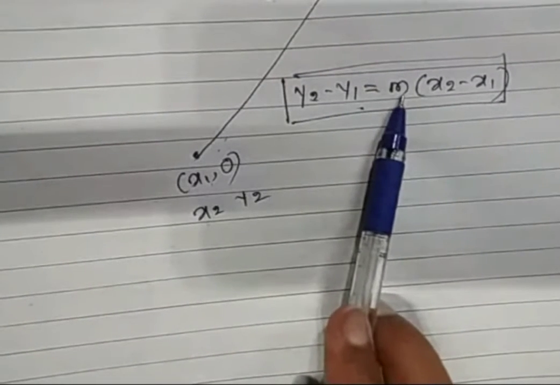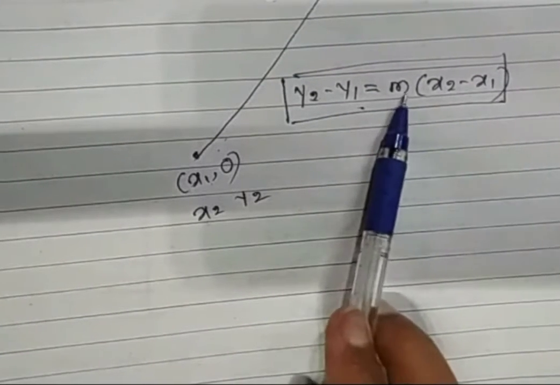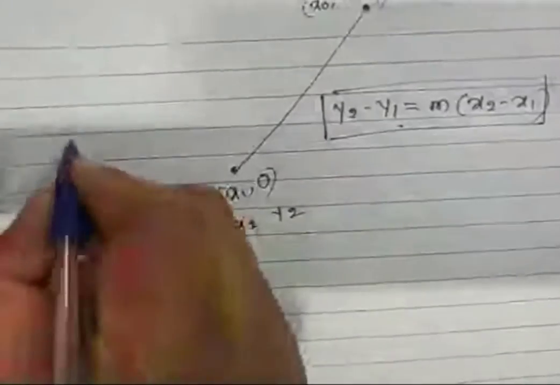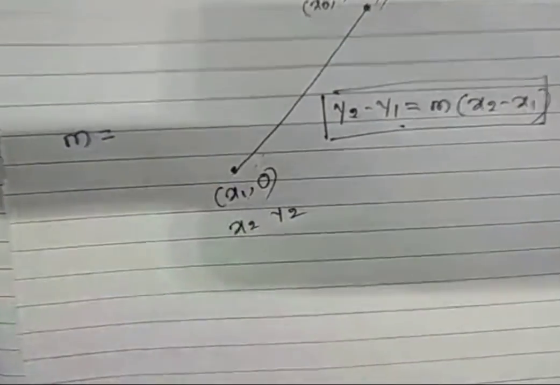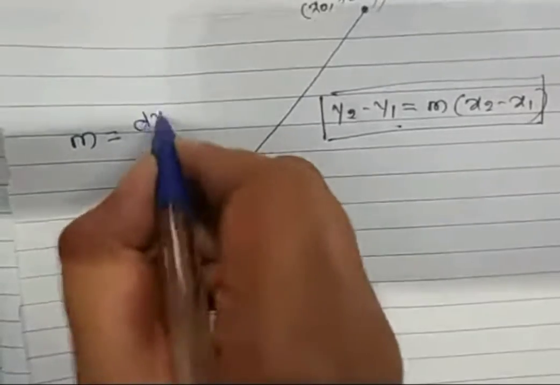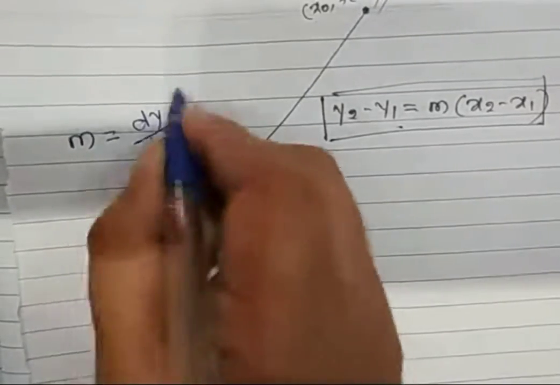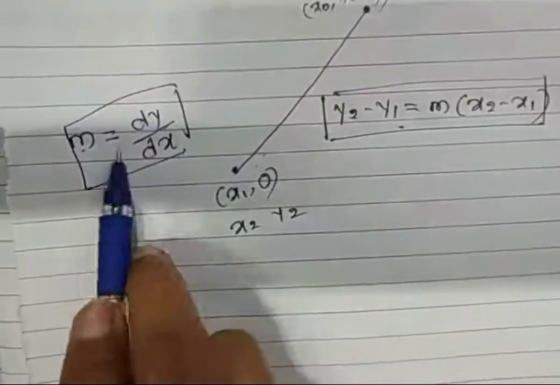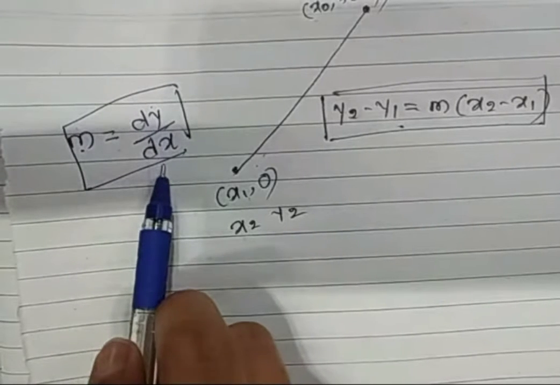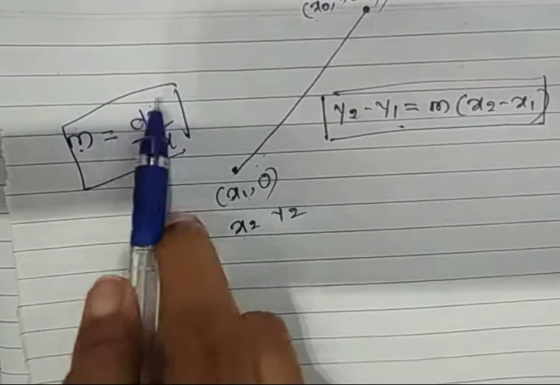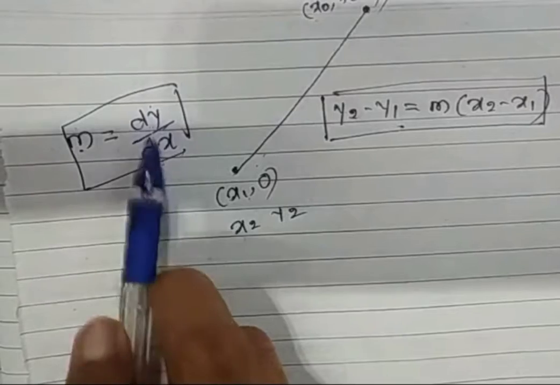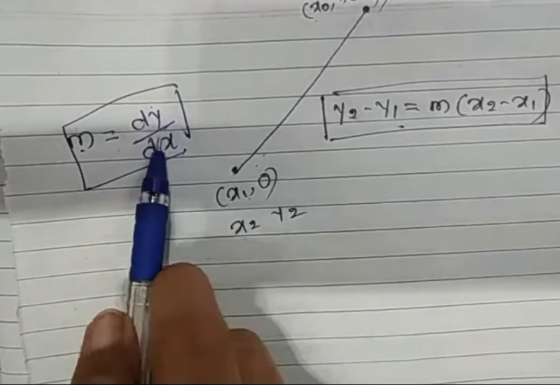Then what about m? Here m is the slope of the line. For slope we have the dy by dx concept. Slope is equal to dy by dx. Now what is this dy by dx? Derivative of y with respect to x. This is the first order derivative.